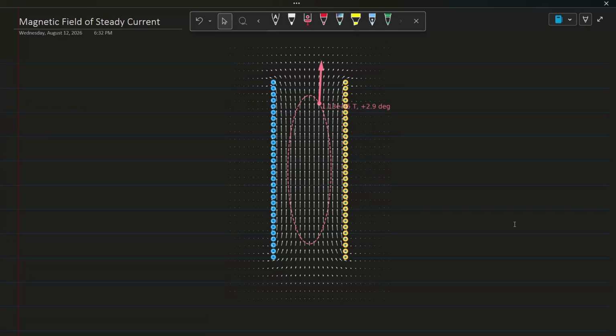The following simulation shows you the magnetic induction from a solenoid. So in this video, we'll be discussing the magnetic field, especially in the steady state condition.